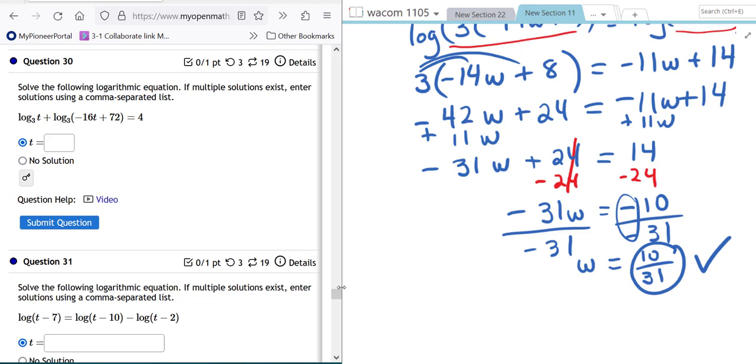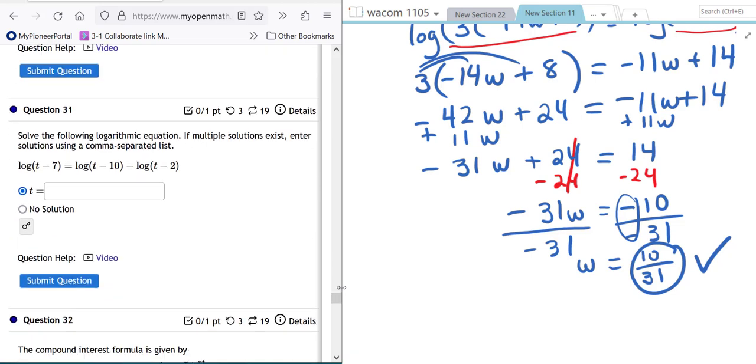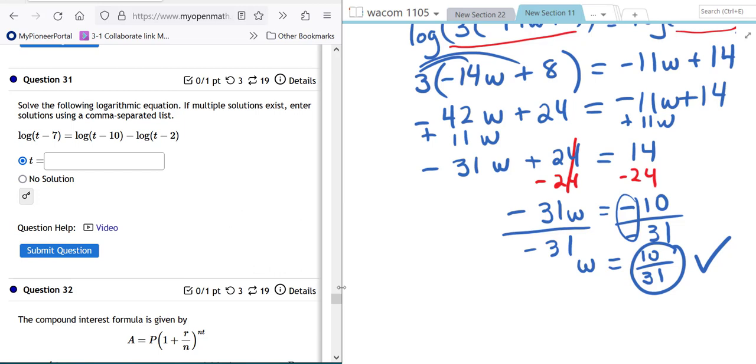All right, I'm going to skip 30, if that's okay, and go to 31. So we'll have time for a couple of word problems. So 30 we skipped, and if we have extra time, we can come back.